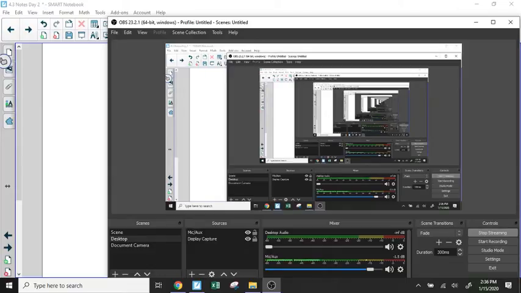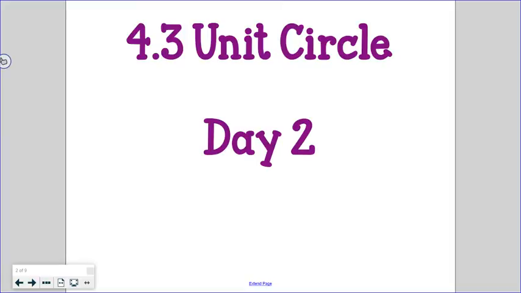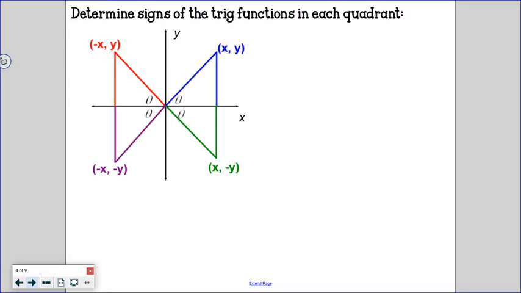Are taking your own notes, so wherever you are taking notes, grab that. Today we are focusing on the sign of our trig function. Is it positive? Is it negative? Which quadrant does that mean for us? So we are actually going to jump to this page right here, determining the sign of the trig function in each of our quadrants.